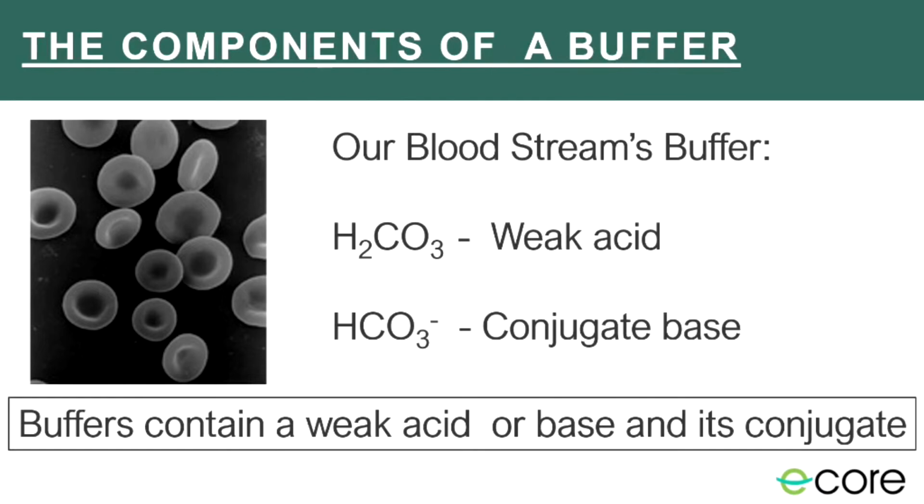Buffers contain a weak acid or base, so it can be either a weak acid or a weak base, and its conjugate. In this case, we have a weak acid and conjugate base, but you could make a buffer system that was a weak base and its conjugate acid. Both will work. Why do we need the acid to be weak? It's very important. A strong acid doesn't work. It has to be a weak acid.